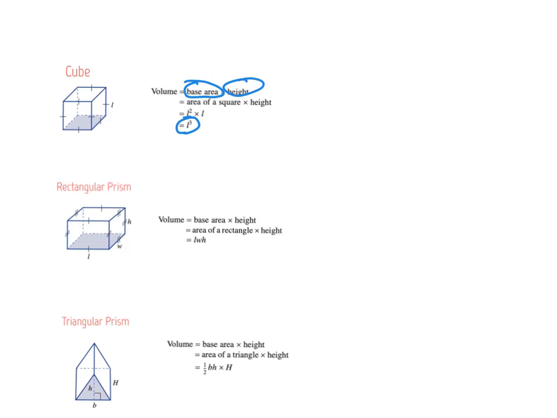For a rectangular prism, it's similar. We need the base area, which in this case is a rectangle. So we need to do the area of the rectangle, length times width, times the height, so we end up with length times width times height. So that's the volume of a rectangular prism.